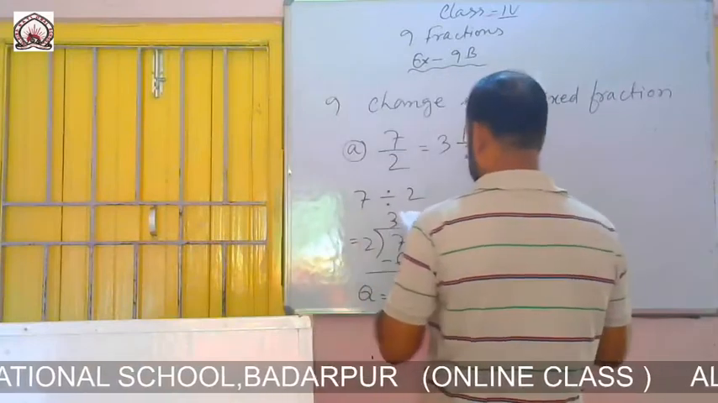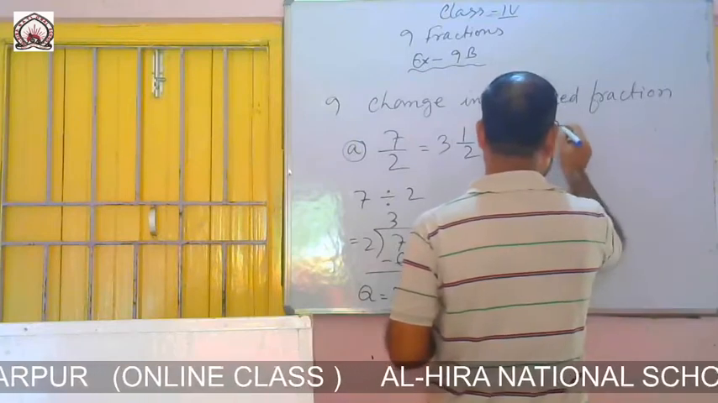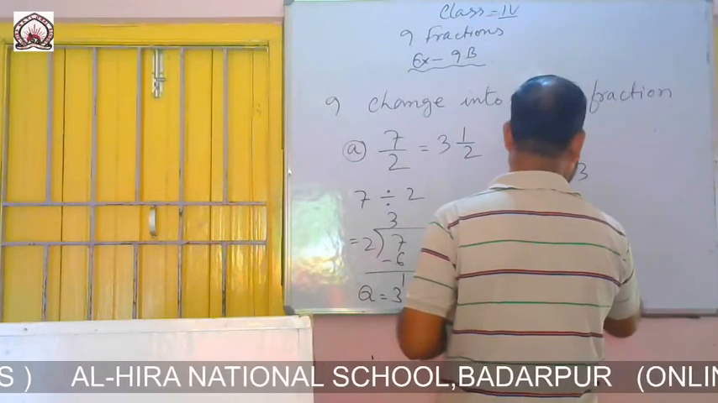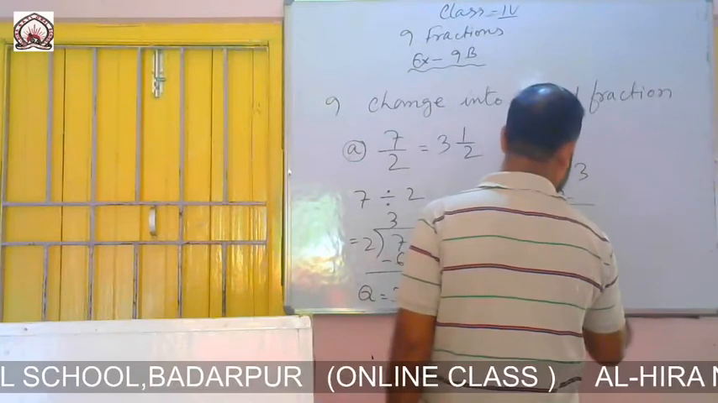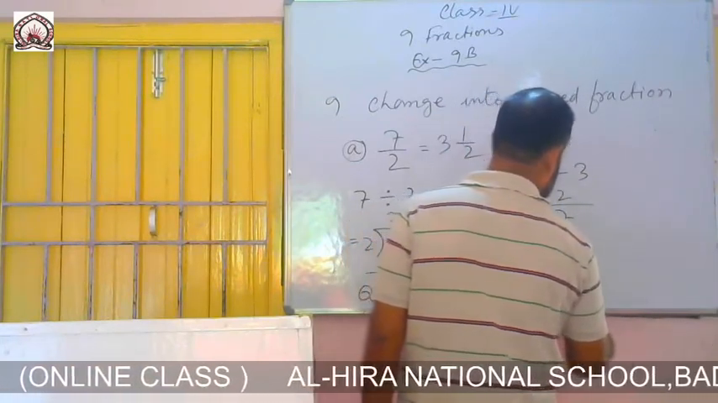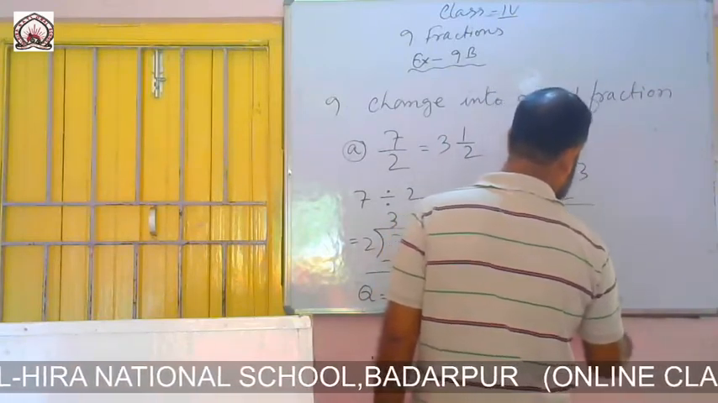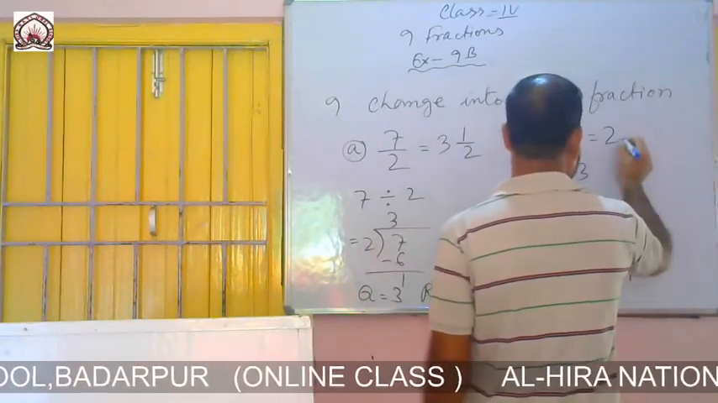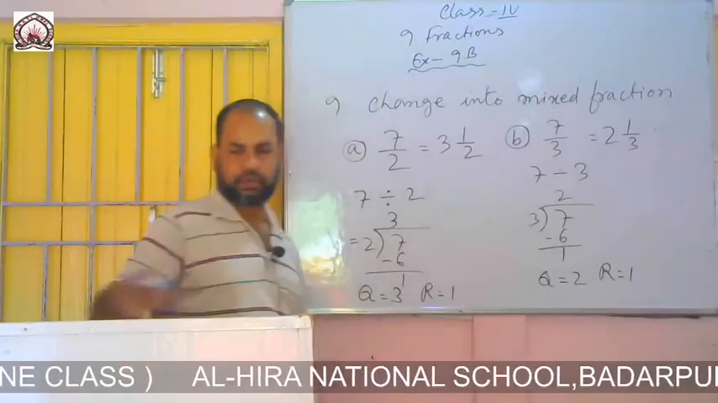Question number B. 7 divided by 3. Now 3 twos are 6. 7 minus 6 is equal to 1. The quotient is equal to 2 and the remainder is equal to 1. So the fraction will be 2 1 by 3.